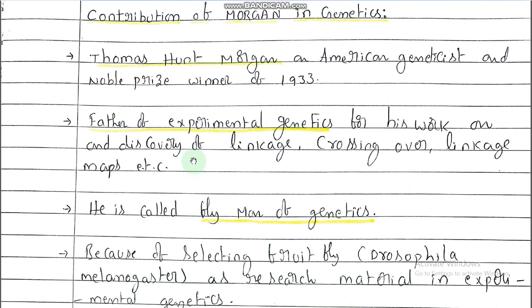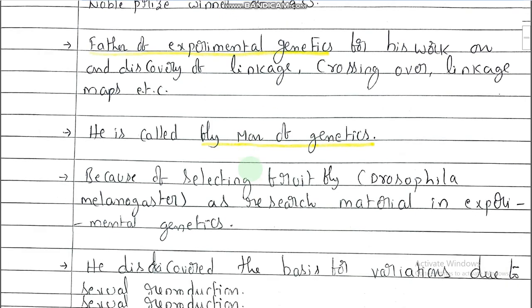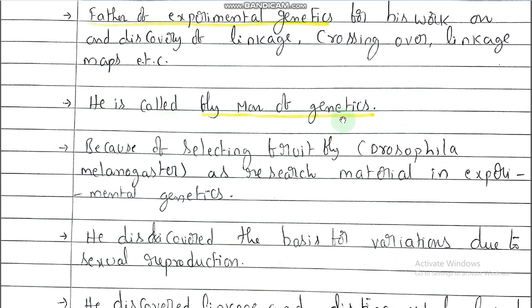Thomas Hunt Morgan did experiments based on the postulates of different scientists, majorly the chromosomal theory of inheritance. Experimental verification was done by Morgan, so he is called the father of experimental genetics for his work on the discovery of linkage, crossing over, and linkage maps, etc. Those were all proposed by Morgan through his experiments. He is also called the flyman of genetics.